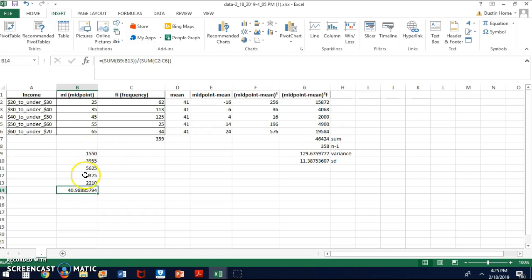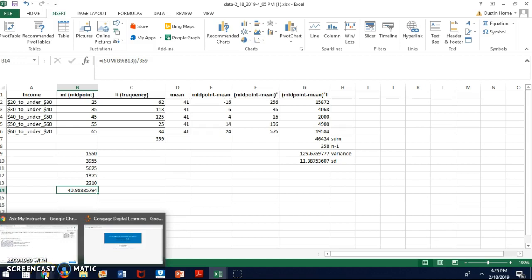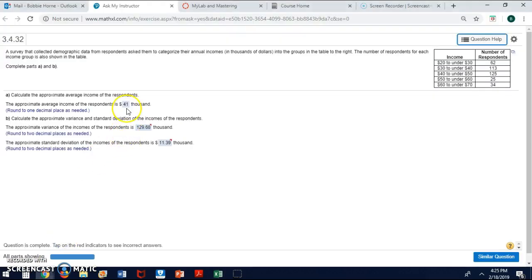And once you do the midpoint times the frequency, you will add those numbers up and you will divide by the total amount of frequency. So basically, I could change this to 359. That is the total amount of numbers that we have. And you will get this. So it wants you to round it to one decimal place, so 40.9, the 9 would round up to 10, so that is how you get 41 here.